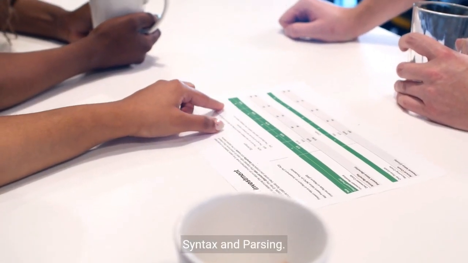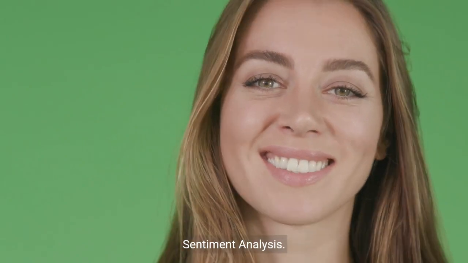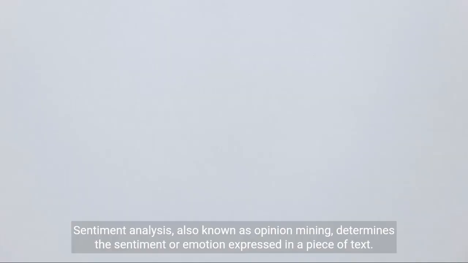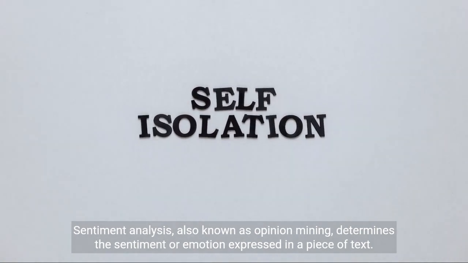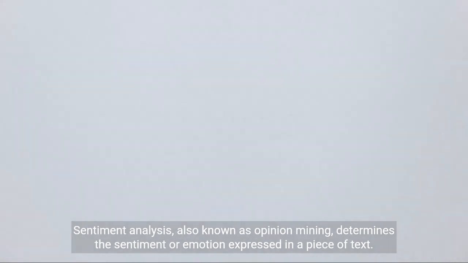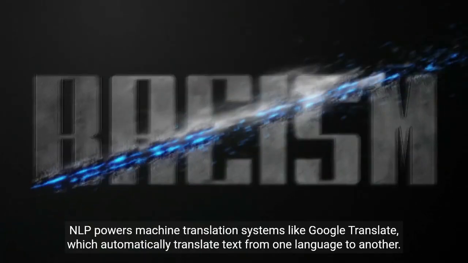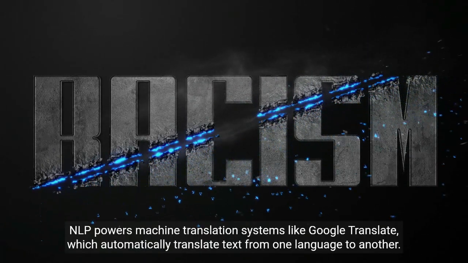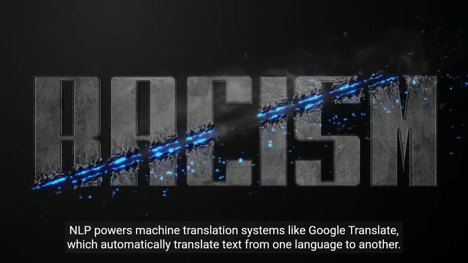Syntax and parsing. NLP systems analyze the grammatical structure of sentences to understand how words relate to each other. Sentiment analysis. Sentiment analysis, also known as opinion mining, determines the sentiment or emotion expressed in a piece of text. Machine translation. NLP powers machine translation systems like Google Translate, which automatically translate text from one language to another.